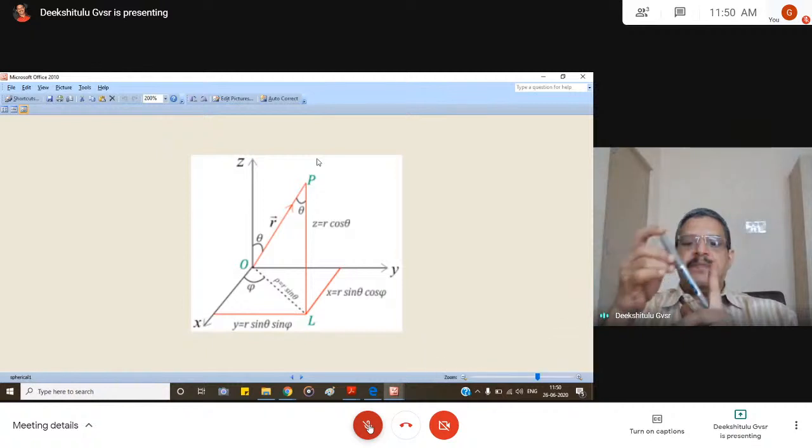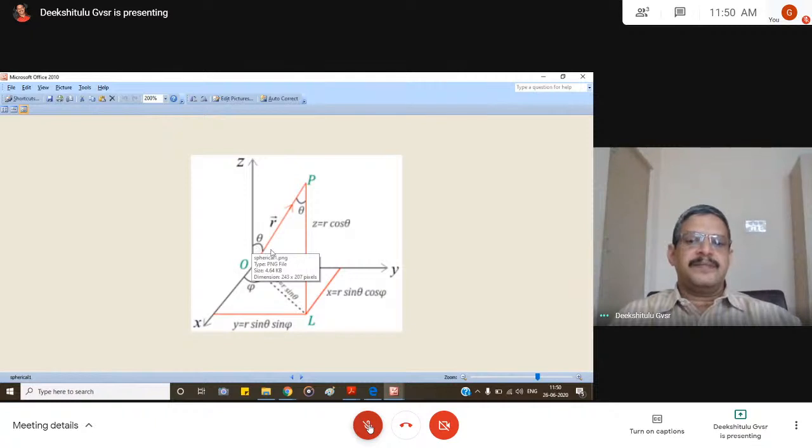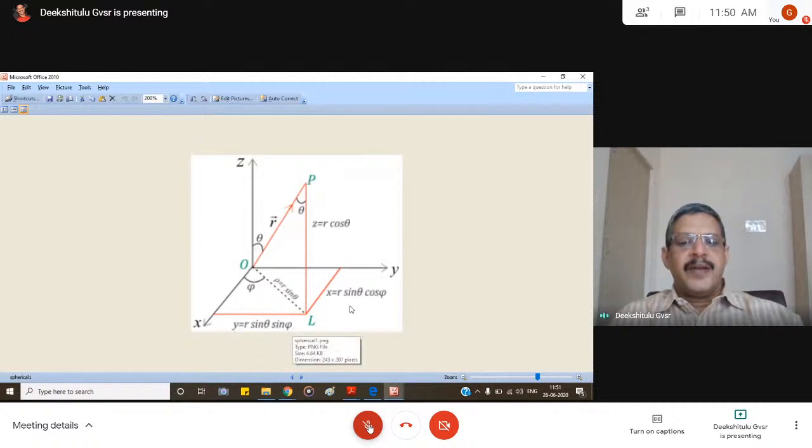Then the angle made with the positive z-axis, this angle, is theta. This is my azimuthal angle, theta. Then if you take the projection of P in the xy plane, let this be L, and join it. The angle made by this with the positive x-axis is called phi. Then this point can be expressed as z equal to r cos theta, y equal to r sin theta sin phi, and x equal to r sin theta cos phi.